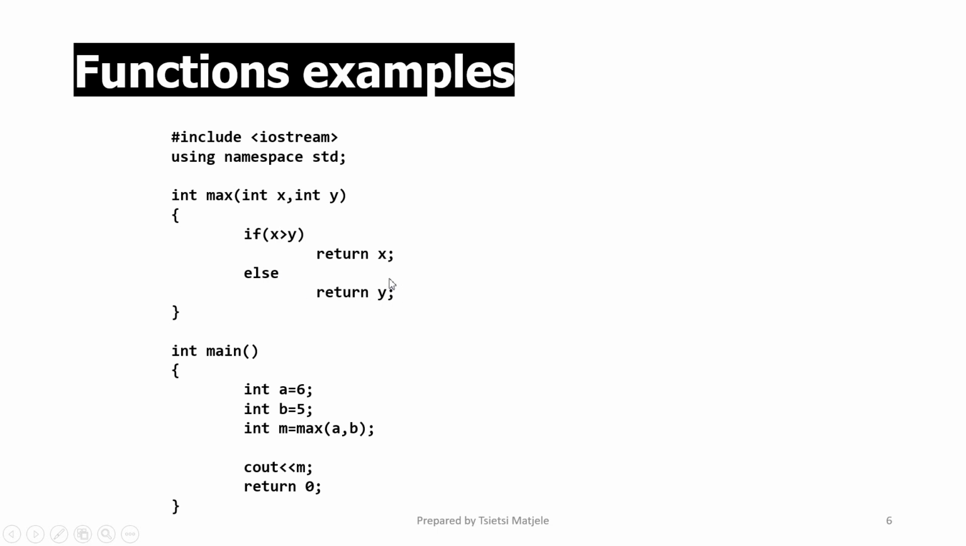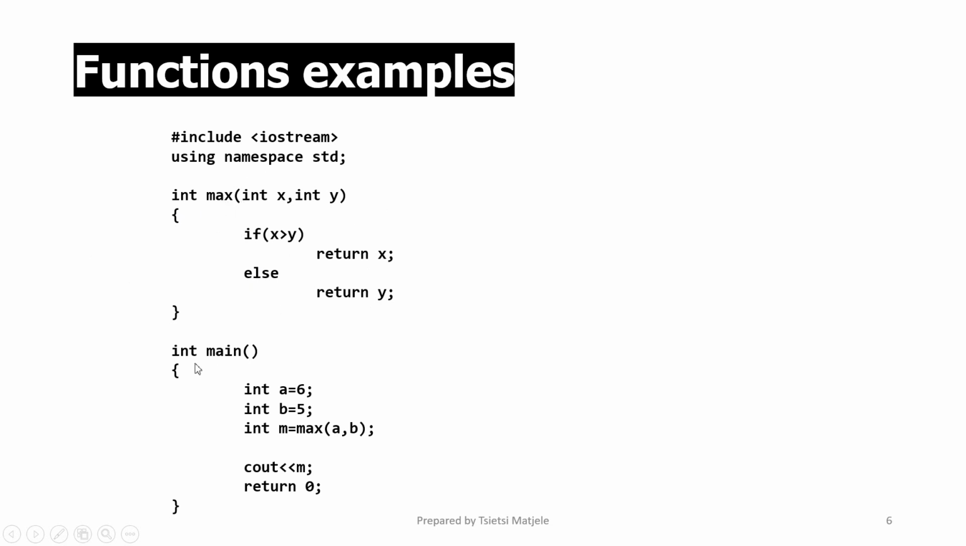Else return y. So what does this statement mean? We are saying if the value of x is greater than the value of y, then return x, else return y. This is the function that we created, which is called max.